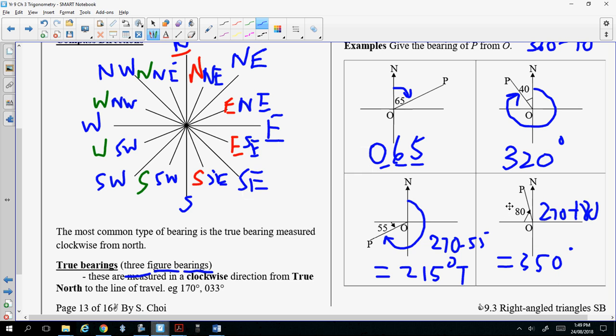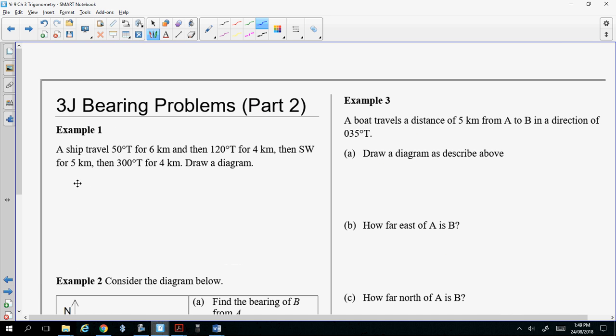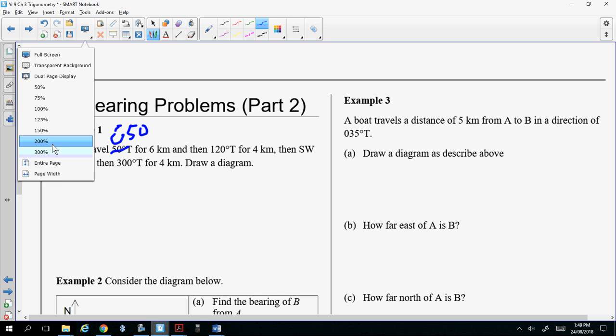Next page. Same thing, you get 350. Okay. I made a mistake. Which one? Oh, it should be 0. Also, a ship travels... Oops, I did make a mistake. So I apologize for this.